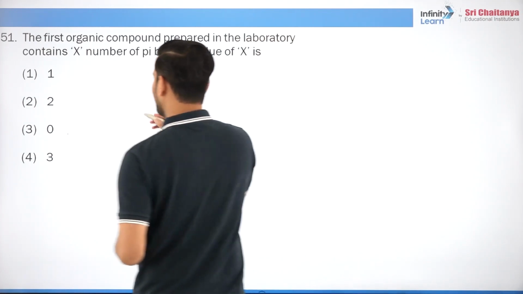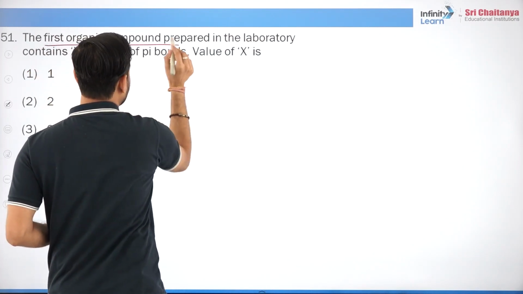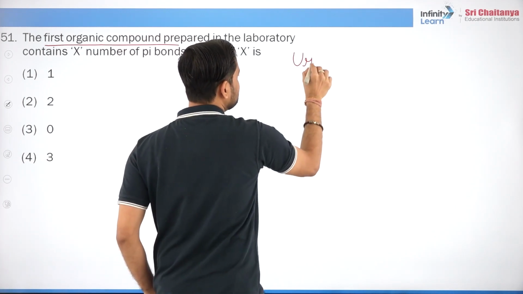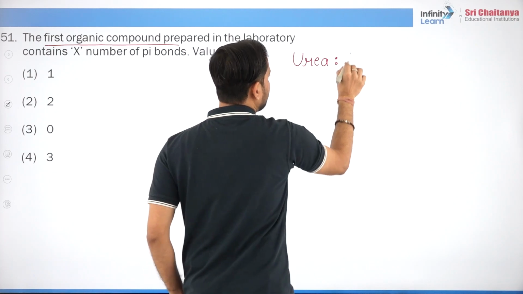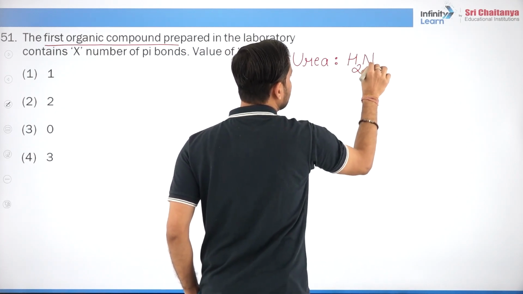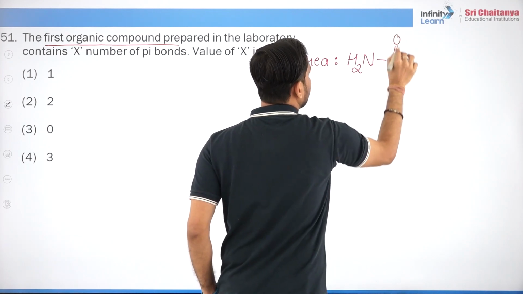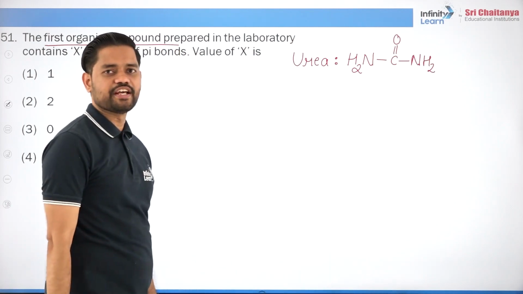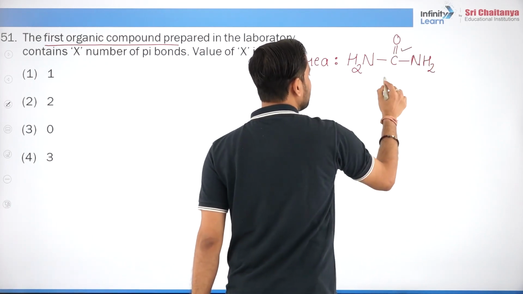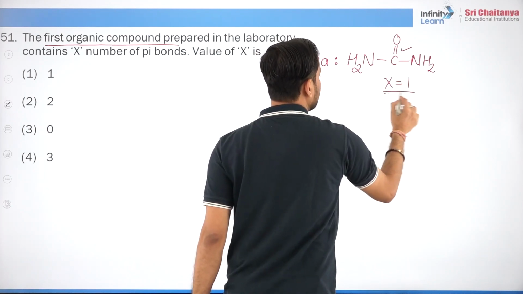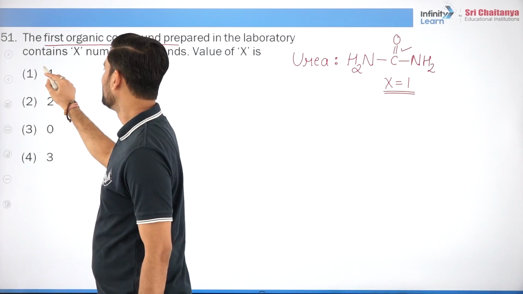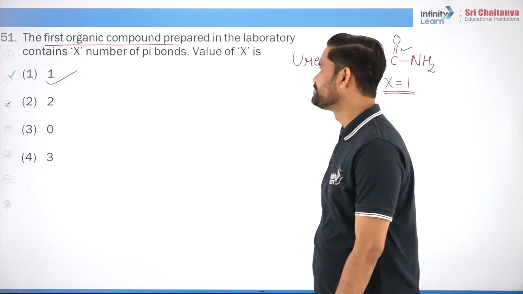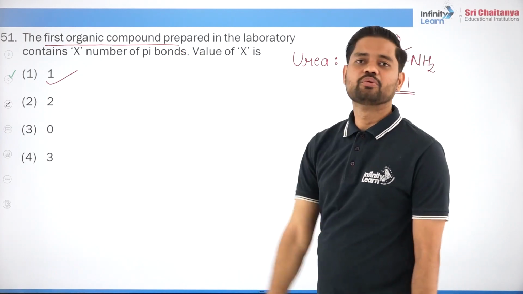The first thing that you should know is that the first organic compound that was prepared was urea. Urea can be represented as NH2, C double bond O, NH2. If you see the structure carefully, there is only one pi bond over here, hence the X value is 1. So the answer will be option 1. Okay guys, so question number 51, answer is first option.